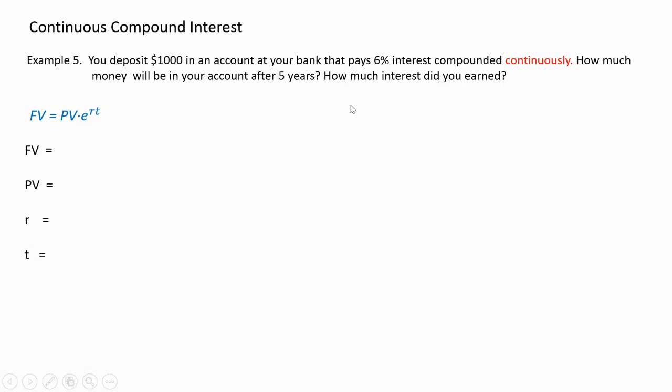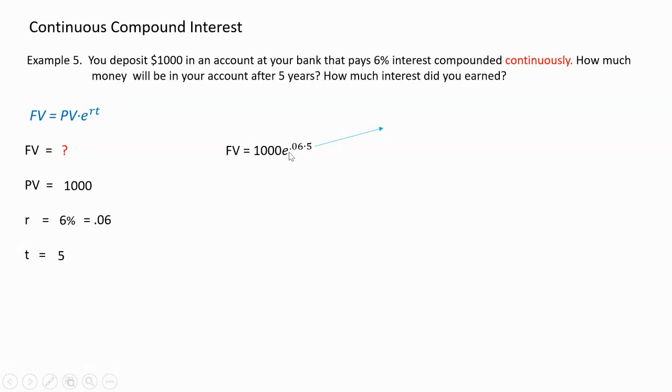Okay. So here, we're looking for how much money will be in your account after 5 years. So that's what we're looking for. The present value is 1,000. The R is 6%, which will be 0.06, and the time is 5. So we plug everything into the calculator.